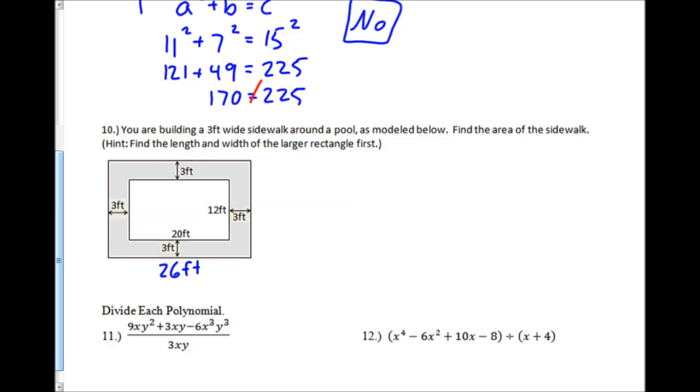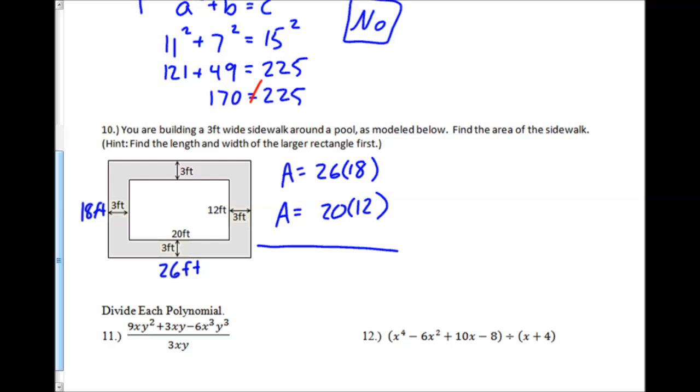I do the same thing with the width. If from here to here is 12, and I tack 3 feet on here and 3 feet on here, giving me a total of 6 feet being tacked on, that means this thing is going to be 18 feet going this direction. So now if I want the shaded region, I just have to find the area of the whole thing, and the area of the whole thing is just length times width. And then from that, I'm going to subtract the area of just the pool, which is the 20 by 12 foot. And I'm just going to subtract these two areas to see what this is going to equal.